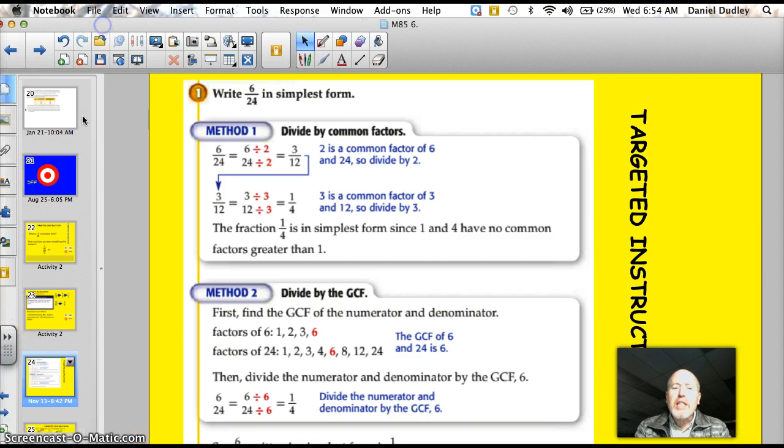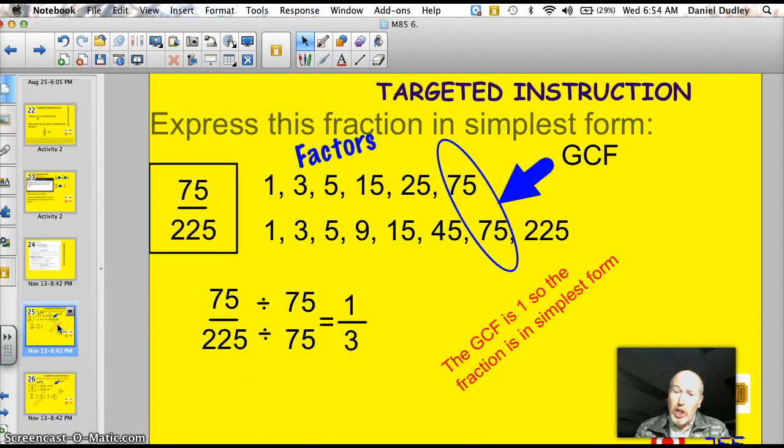All right, let's put it into application for a couple of problems, and then I'll cut you loose to do some on your own.